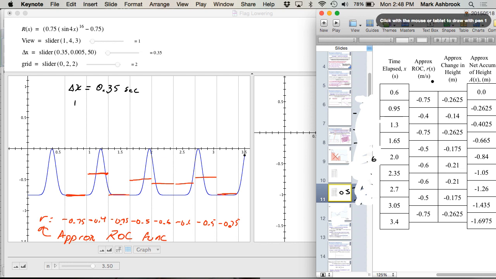And so this is a set of ordered pairs that represents the approximate accumulation function. So at 0.6, we've accumulated 0. At 0.95, there's our total accumulation, etc. So these ordered pairs, first and last column, are all points on our net accumulation based on our approximate rate function. So therefore, that's an approximate net accumulation function.